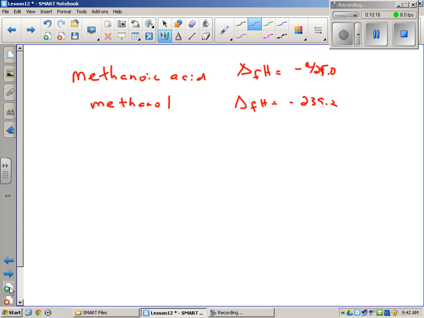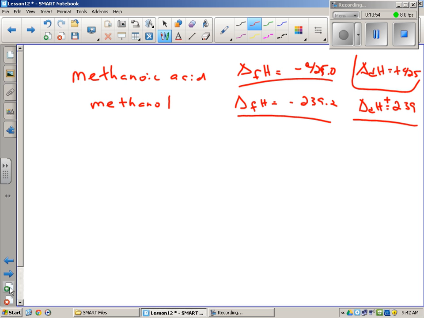This is for formation. So the first thing you should absolutely do is change these to positive 425 and positive 239, because we're talking about decomposition here. How much energy is required to break it into elements? Break that compound apart? We're not trying to make it, we're trying to break it apart. So remember, your data booklet is for formation. If you want decomposition, you flip it.